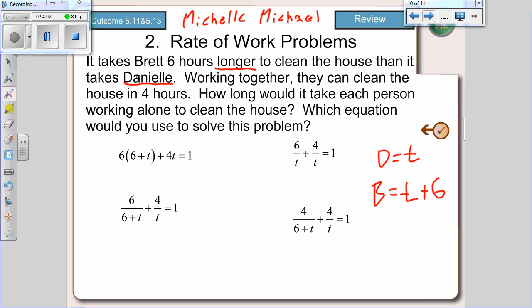If we were to set this up, it's going to be the fraction that Brett did plus the fraction Danielle did equals 1 clean house. What's the fraction that Brett took? 4 hours divided by 6 plus T. 4 hours is how much they work together. So Brett did 4 divided by 6 plus T of the work, plus Danielle did 4 divided by just T. That's 1 clean house. Then match up which one makes sense.